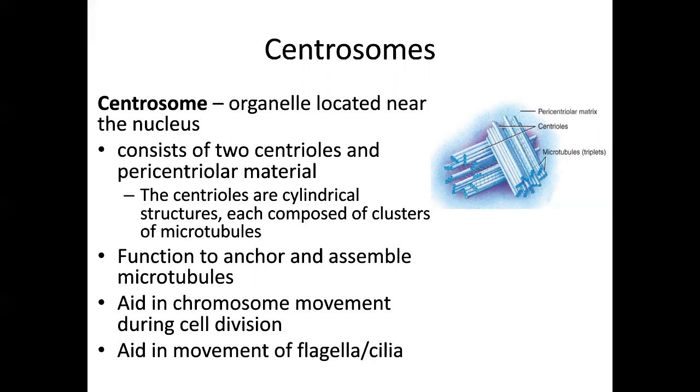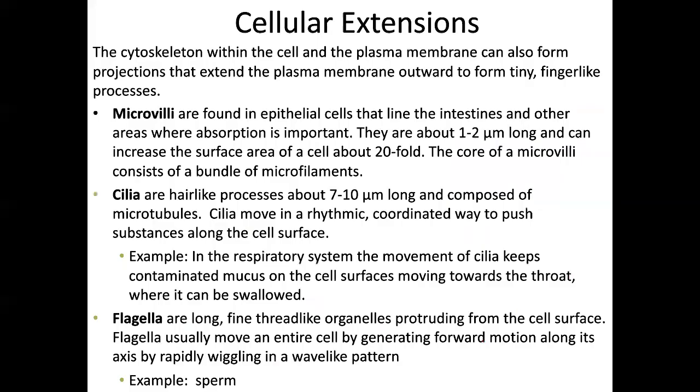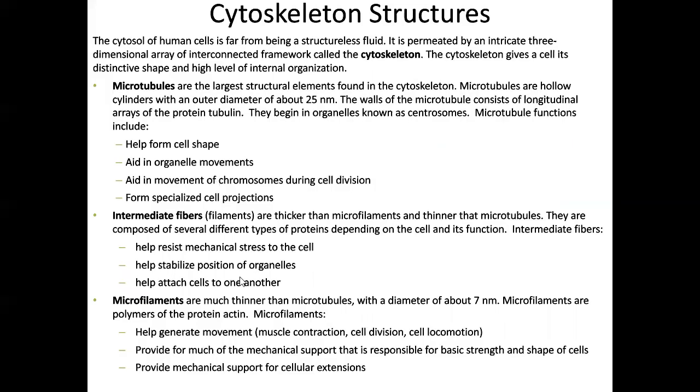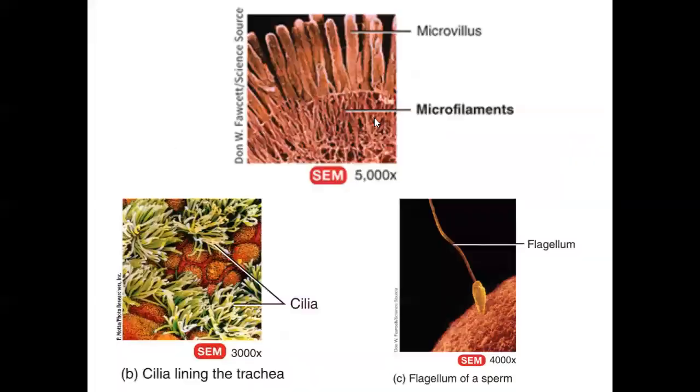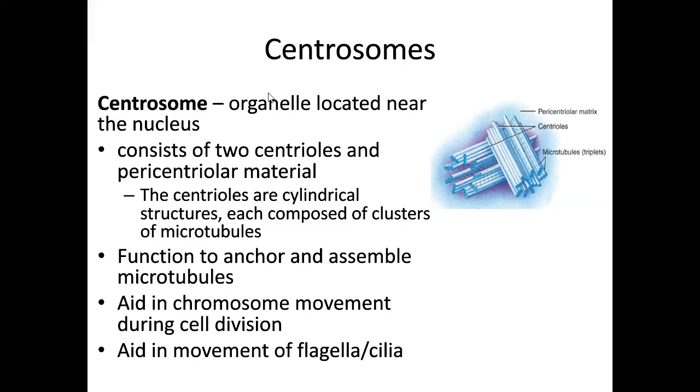Okay, centrosomes. If I go back to our slide on the cytoskeleton, I said that microtubules begin in organelles in a centrosome. So what are centrosomes? They can be described as organelles located near the nucleus. Structurally, they consist of two centrioles, you can see 1 and 2 there, and pericentriolar material or matrix. That's stuff I'm not really going to get into. It's all kind of real small, three-dimensional, pretty complicated stuff.